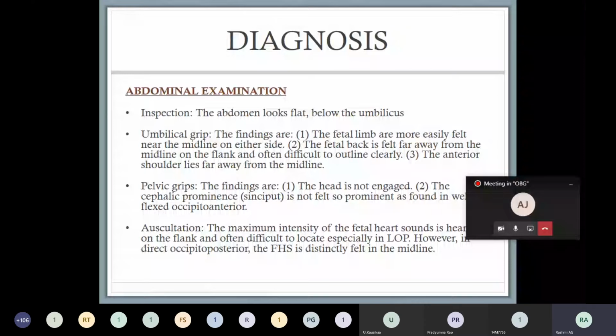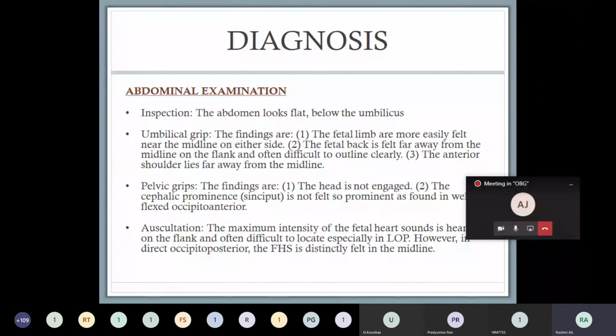There are three possibilities: a mobile head, a fixed head, and an engaged head. A mobile head is when you do a pelvic grip and grasp the fetal head, you can easily move it. But in some cases, the head is not mobile; it has entered the pelvis, but not completely, and it's not engaged. When the head is 2/5 palpable in your first pelvic grip, then we say that the head is engaged. Most often in occipital posterior position, the head will not be engaged, and the cephalic prominence, that is the sinciput, is not felt as prominently as in a well-flexed occipital anterior.